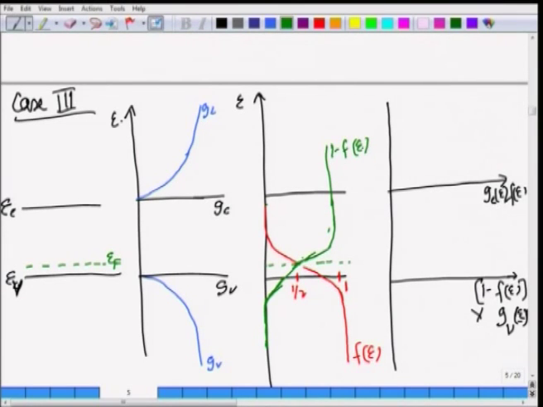So, now what happens? Compared to case number 1, GV remains the same, but the green curve has moved down, so the 1 minus f of E value has increased. This area will become a little bloated, but the red one, because the f of E is reduced now by shifting down, will become very small, something like this will come. This area will be equal to n, and this area of course will be equal to p.